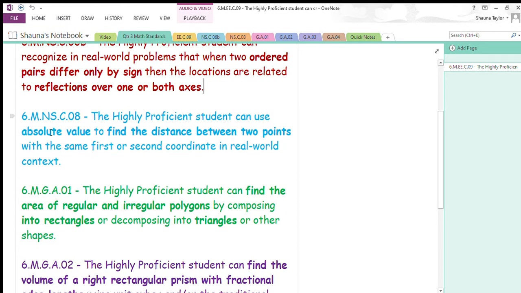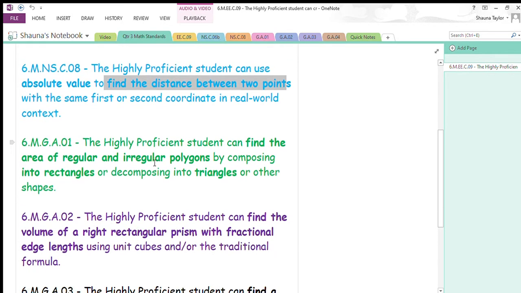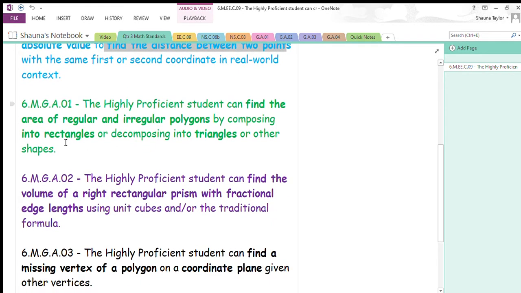The next one is NSC08. This is absolute value and find the distance between 2 points. GA01. Keyword here is find the area of regular and irregular polygons in which you're composing and decomposing rectangles or triangles.